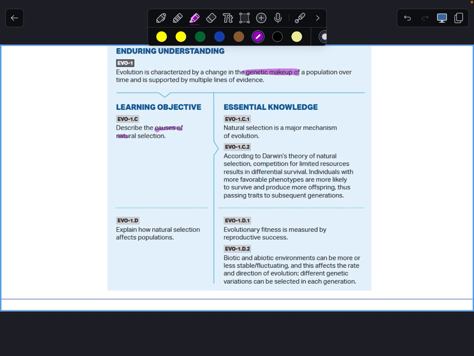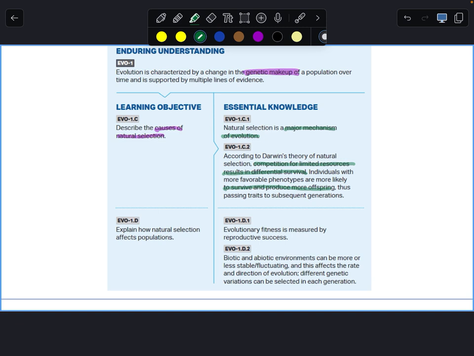So first off, describe the cause of natural selection. We can see that it's a major mechanism of evolution. Natural selection is based upon environmental pressures, right? According to Darwin's theory of natural selection, competition for limited resources results in differential survival. So some individuals outcompete other individuals. Individuals with more favorable phenotypes are more likely to survive and reproduce.